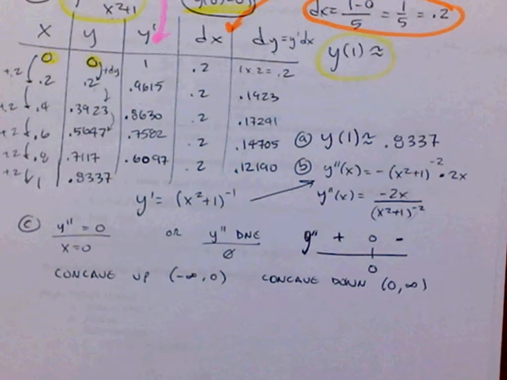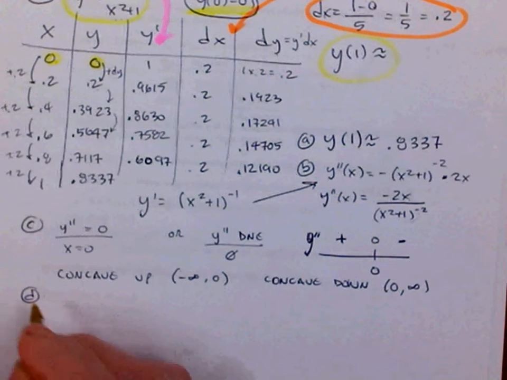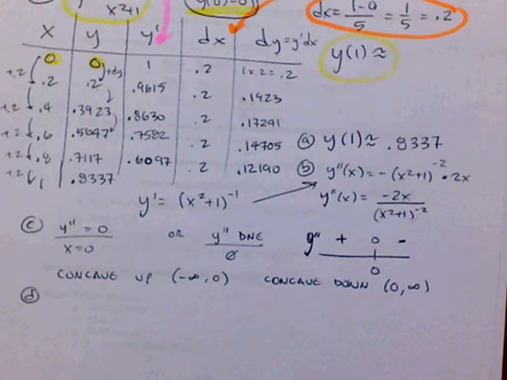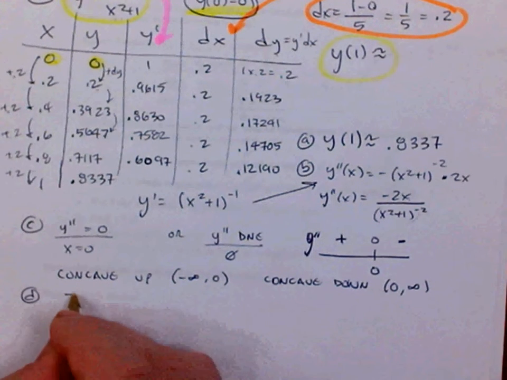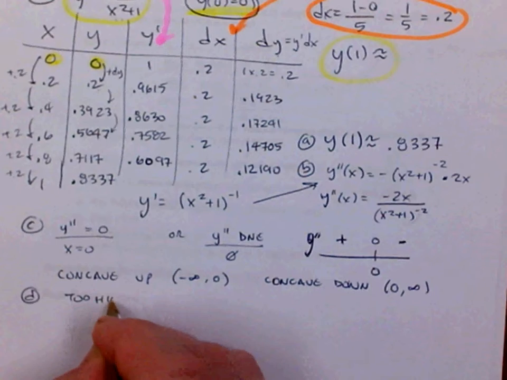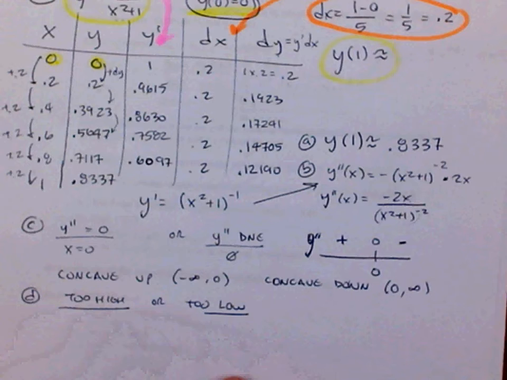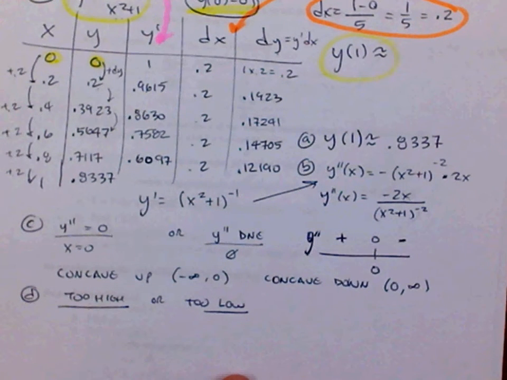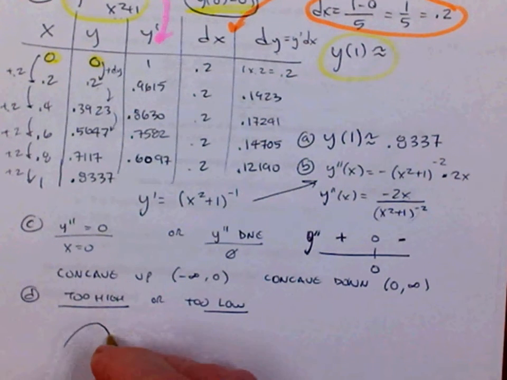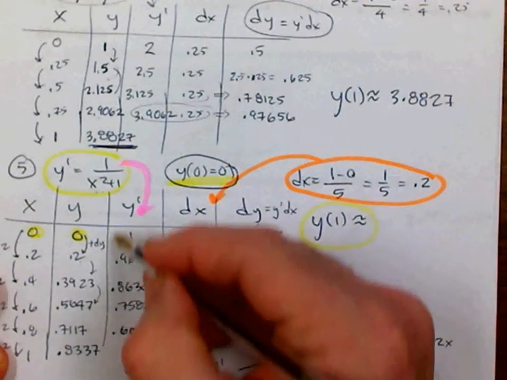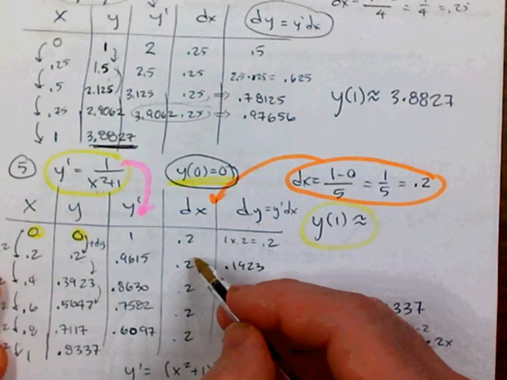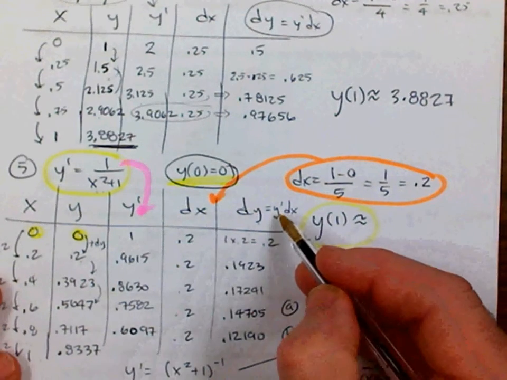Part D in our notes asks us to consider, is our estimate too high or too low? Okay. Think of concavity. We are going to be too high when we are concave down. Our tangent lines will always be above. Remember, Euler's method is using the slope of the tangent line to advance to the next point, and then changing the slope from that point, and changing the slope on.